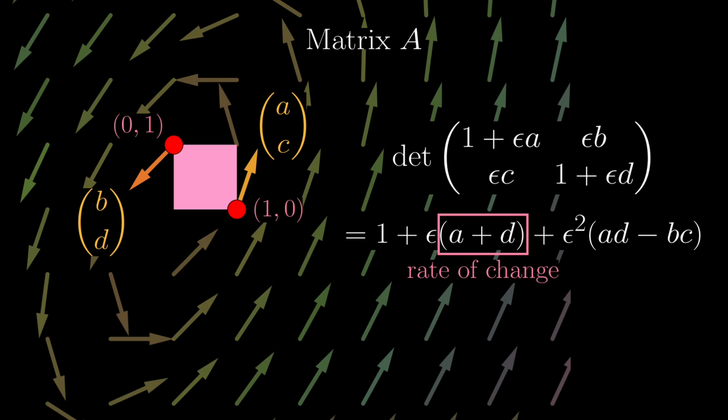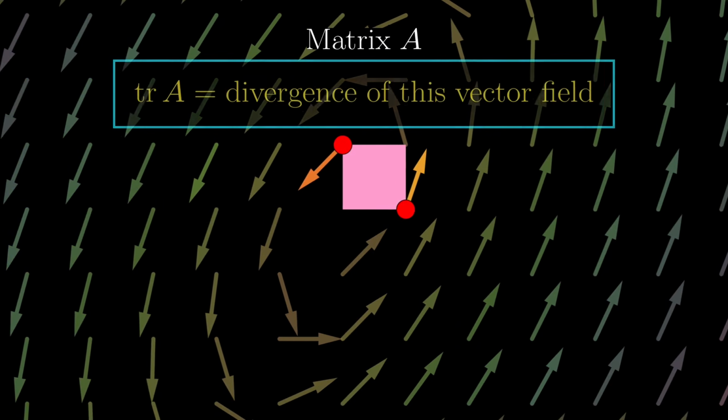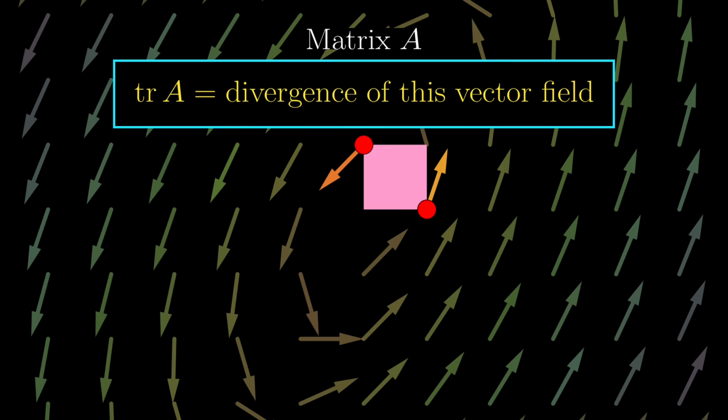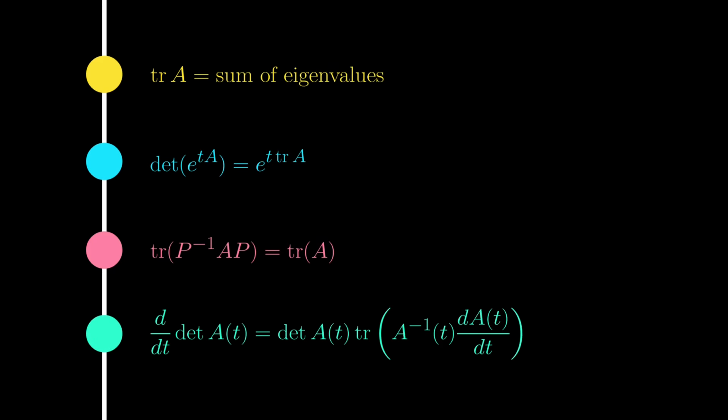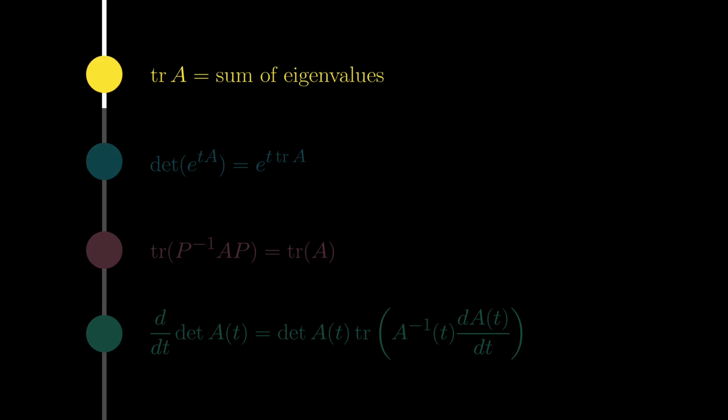Anyway, the fact that trace is just the divergence of the vector field is very useful for understanding the many properties of trace, and these properties, one by one, would be the focus of the video from this point onwards. Let's first start with why trace is the sum of eigenvalues.